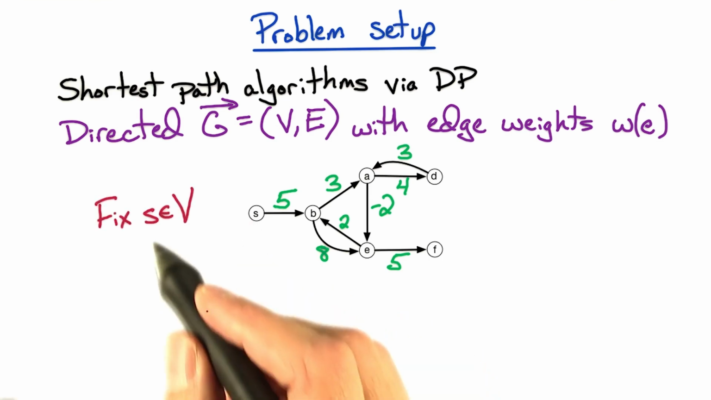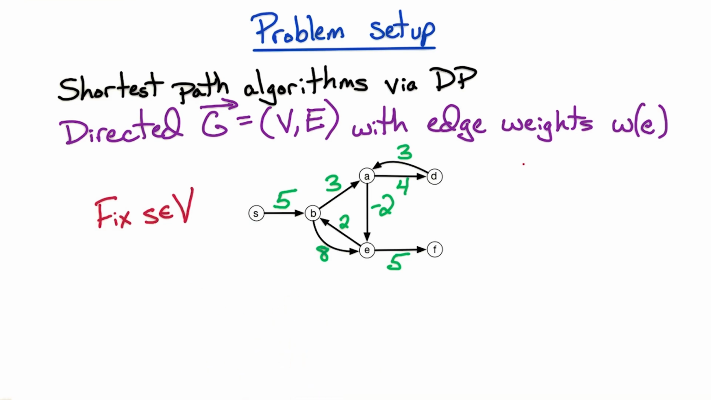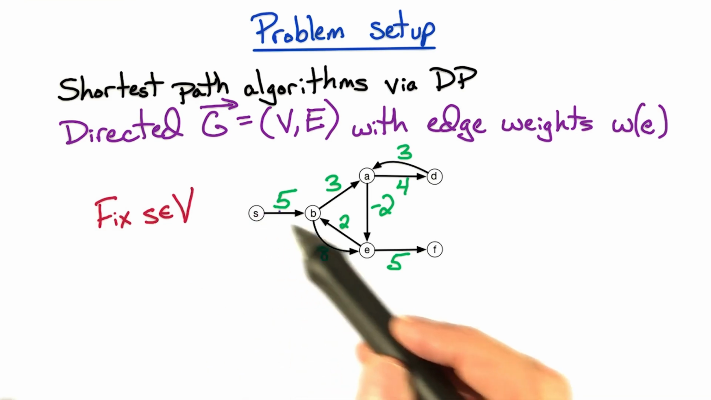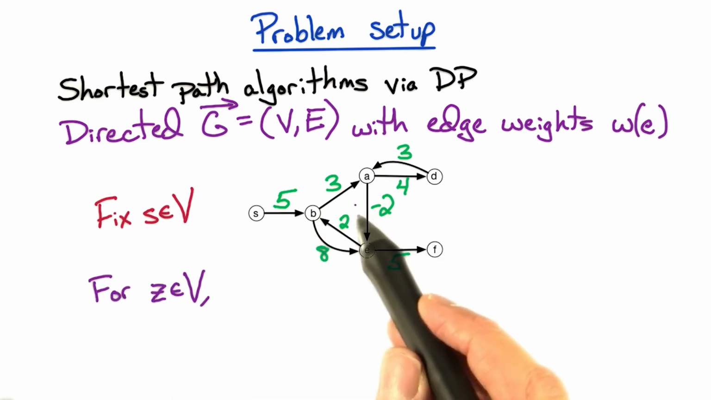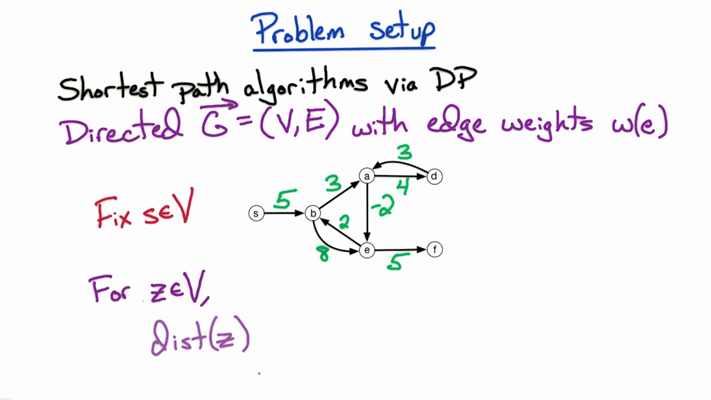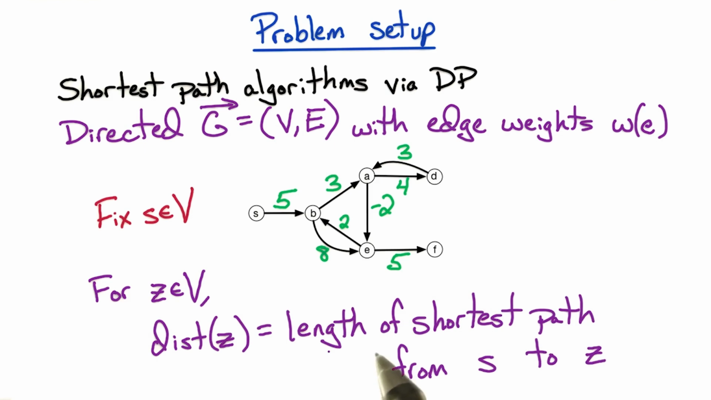In our first problem, we'll have a designated start vertex, which we'll denote as S. So let's fix our start vertex, S. And we're going to look at the length of the shortest path from S to every other vertex in this graph. Therefore, we're going to define the following function. So for every other vertex in the graph, we'll denote it by Z. We're going to define this function dist of Z. This is defined as the length of the shortest path from S to Z.